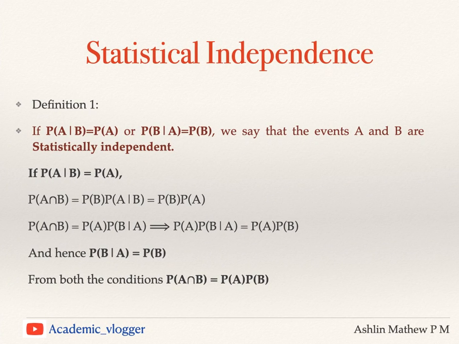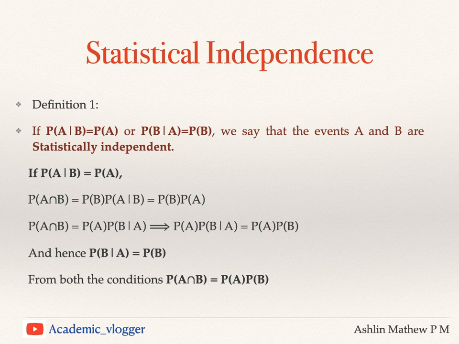Coming to the definition of statistical independence, here is one definition: if probability of A given B is equal to probability of A, or probability of B given A is equal to probability of B, we say that the events A and B are statistically independent.